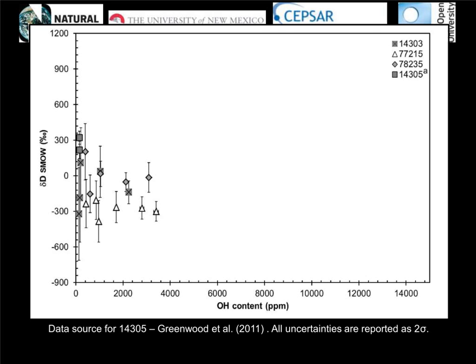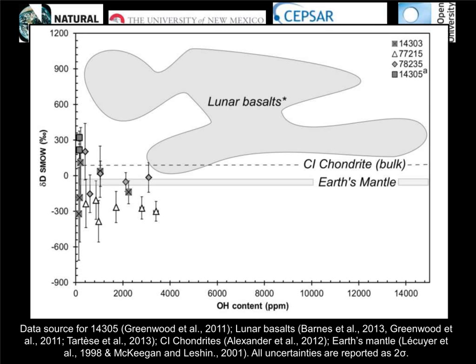Prior to this study, only 2 data points for apatite in lunar highland samples were reported in the peer-reviewed literature by Greenwood et al. 2011. Here we have plotted their data for comparative purposes. Notice the general spread in hydroxyl content, up to almost 4,000 parts per million, which is the highest so far recorded for apatite in lunar highland samples. Notice too the consistency in delta D values, especially for norite 77215.